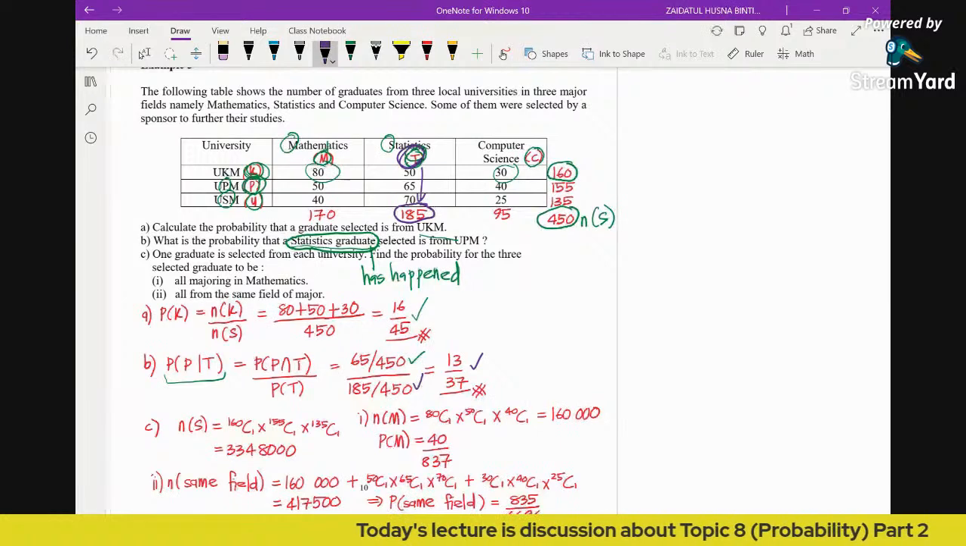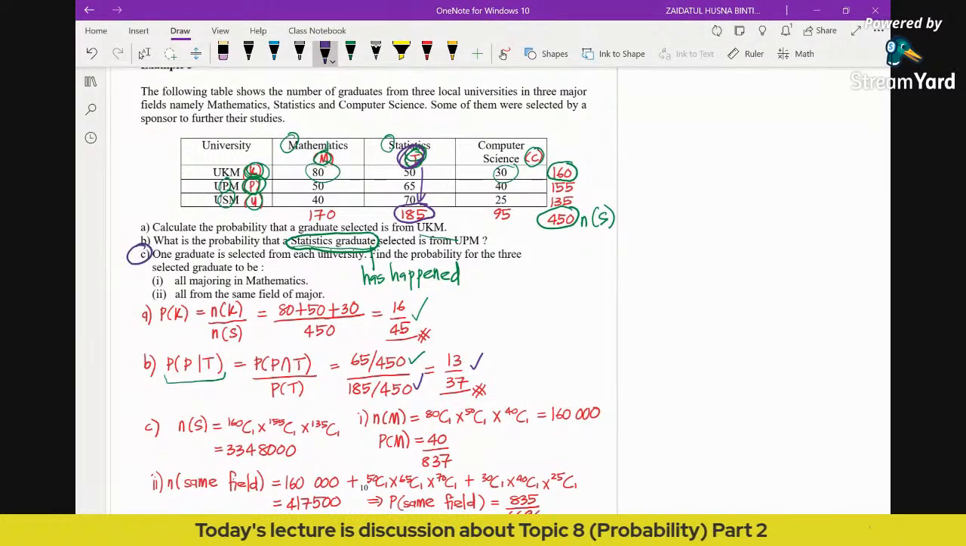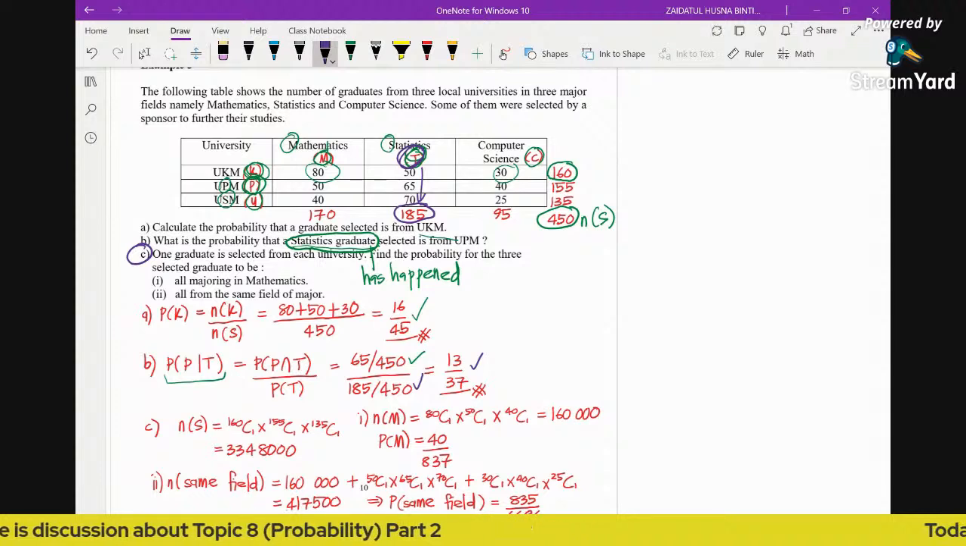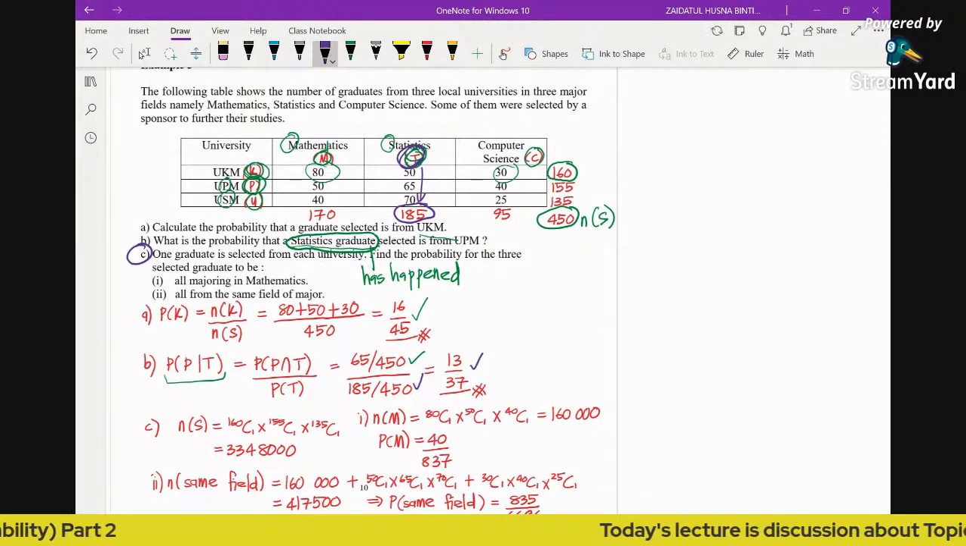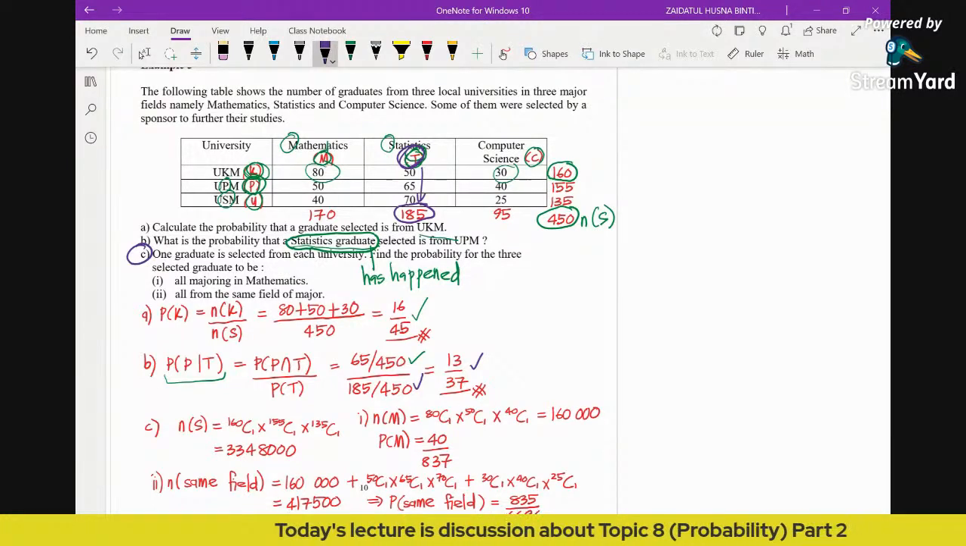Okay, now for the C part. One graduate is selected from each university. Please bear in mind this is actually an application of permutation and combination, where we apply the C here. So one graduate is selected from each university.